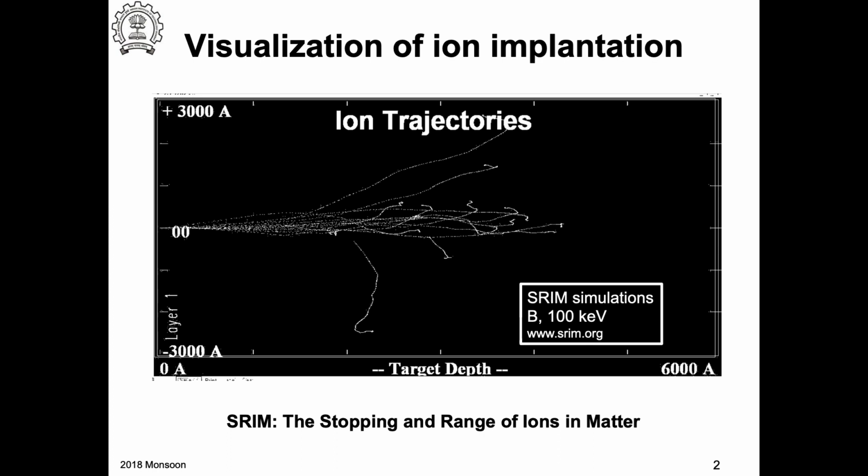When you have the ion source, it may give you singly charged ions, doubly charged ions, and so on. Or maybe there can be some impurity also, because you build this ion source with materials other than what you want to implant. So you may have something from the material which is used for constructing this ion source.